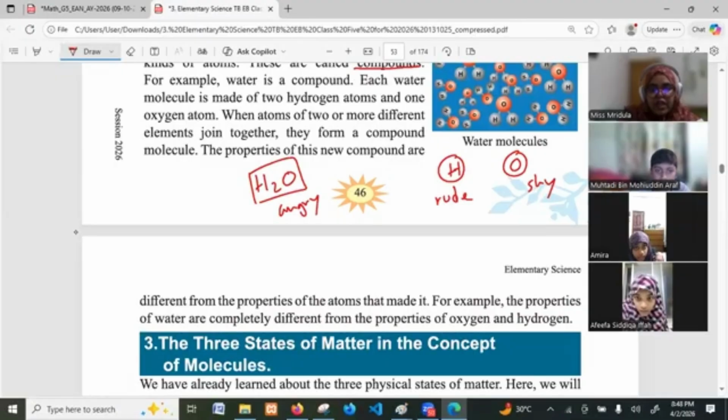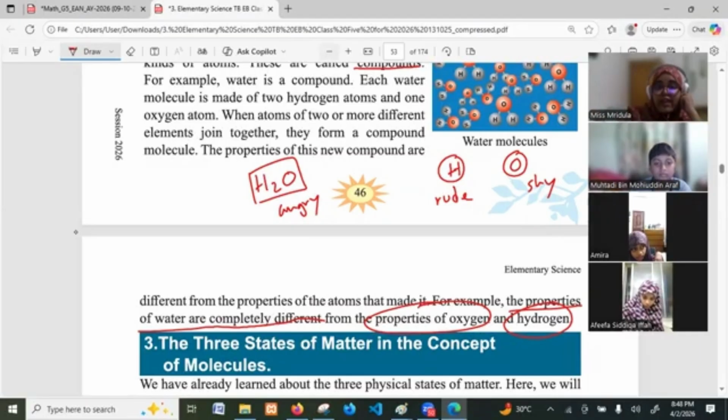Okay, so the adjective for hydrogen was rude and the adjective for oxygen was shy, but when they mixed together, they both became angry. Okay, so that's what they have said. The properties of water are completely different from the properties of oxygen and hydrogen. So when multiple atoms of different elements mix together, they form something else and they will have a new type of character or properties.